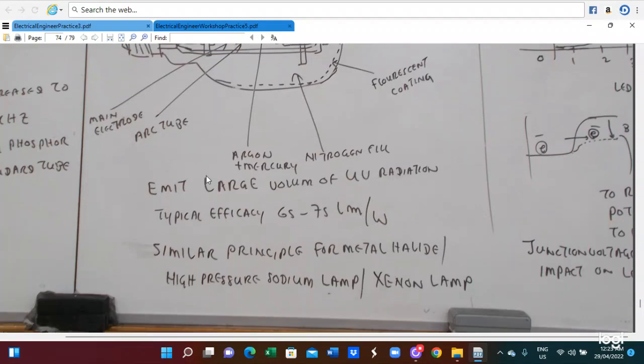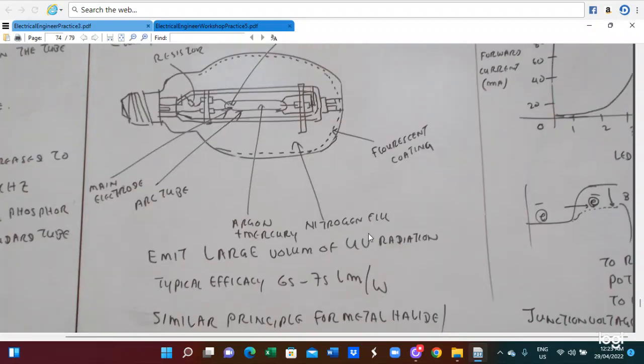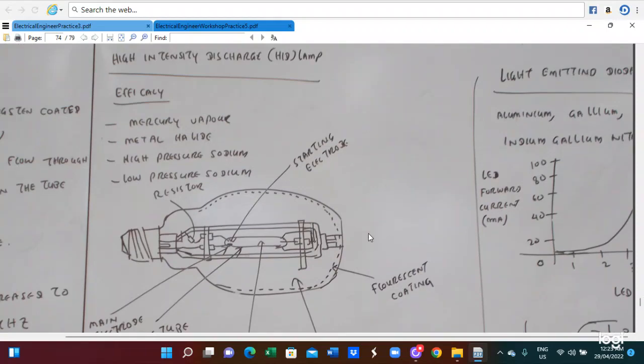So typical efficacy is 65 to 75 lumens per watt. The principle is similar for the metal halide and the high pressure sodium lamp. So those are the kinds of high intensity discharge lamps.